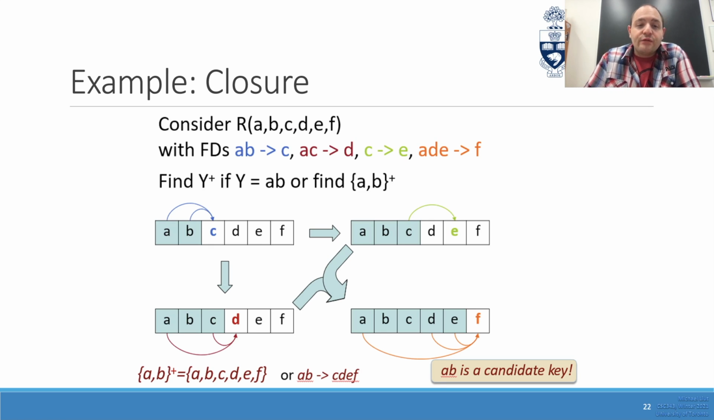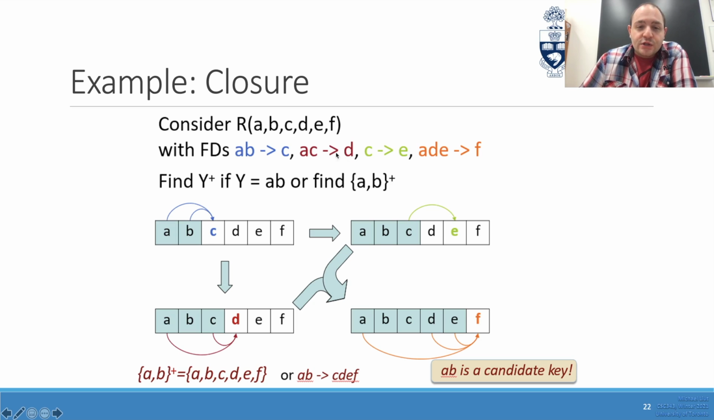So if we have, for example, a relation R with the attributes A through F, we have the functional dependencies AB infers C, AC infers D, C infers E, and ADE infers F. Well, we need to start somewhere to see if we can get back our entire set. So if we look at the table in the top left-hand corner, we see that, okay, with the attributes A and B, we're able to obtain the attribute C. So now we have A, B, and C.